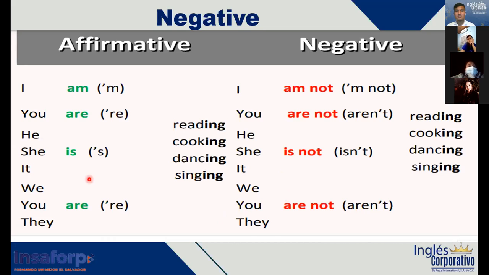It's very important, guys, that you know how to pronounce the contractions. Remember, when you say "aren't," you have to make the last T sound. That T sound needs to be clear. You aren't reading, so we understand that you're talking negative.